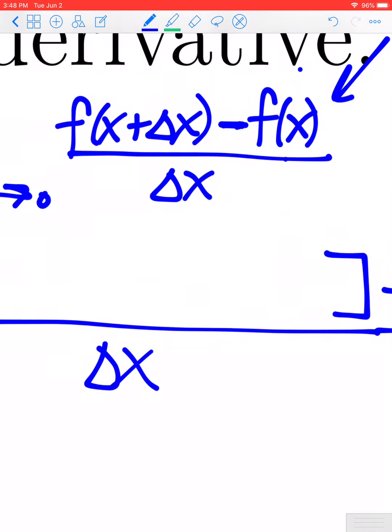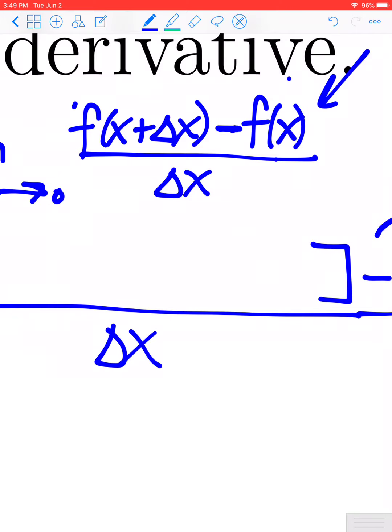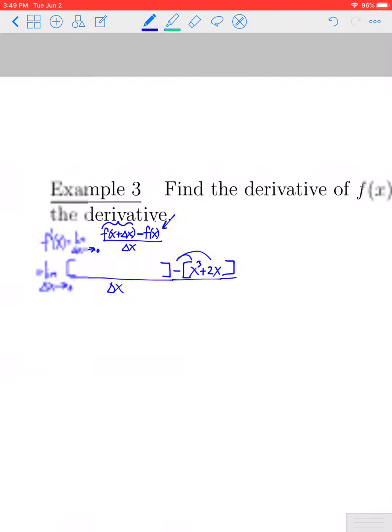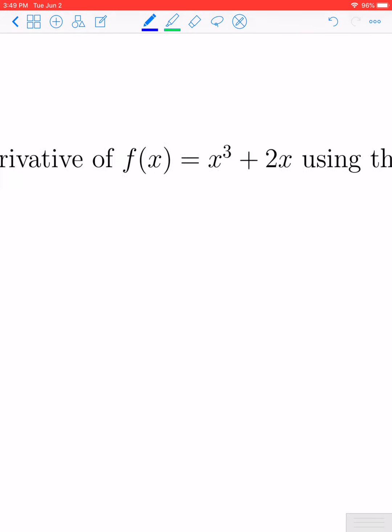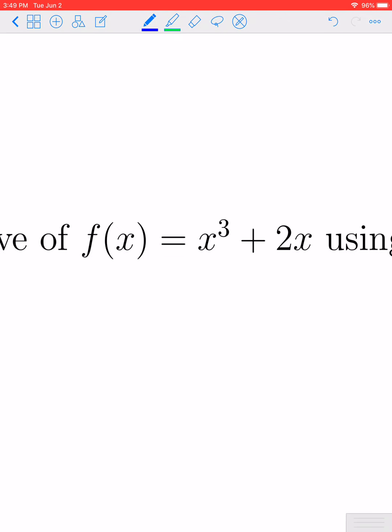As is almost always the case, the thing that requires the most work is coming up with this expression here. We need to find f of x plus delta x. So this one's going to be a doozy. It's going to be quite a bit of algebra. To find f of x plus delta x, everywhere we see an x, we need to put x plus delta x.